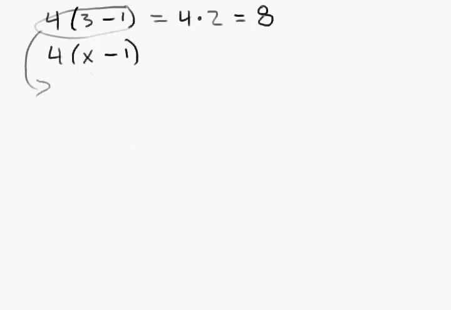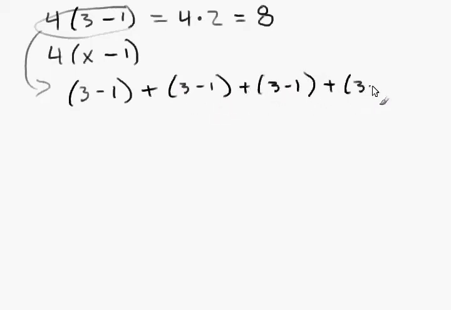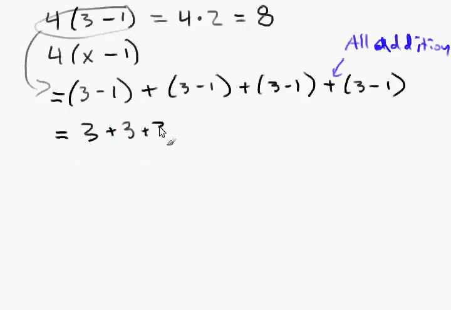That's 4 times something. So that's 3 minus 1 plus 3 minus 1 plus 3 minus 1 plus 3 minus 1. And this is all addition. Now it's all addition. So what we can do is rewrite this all in a better order. That order would be all the 3's together, and then all the negative 1's together.